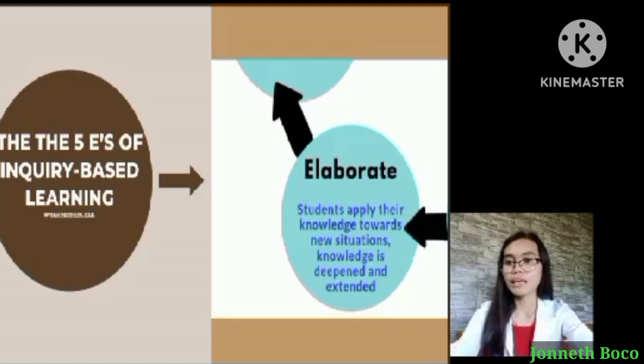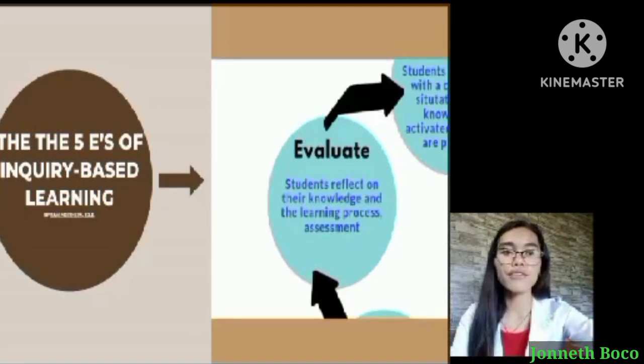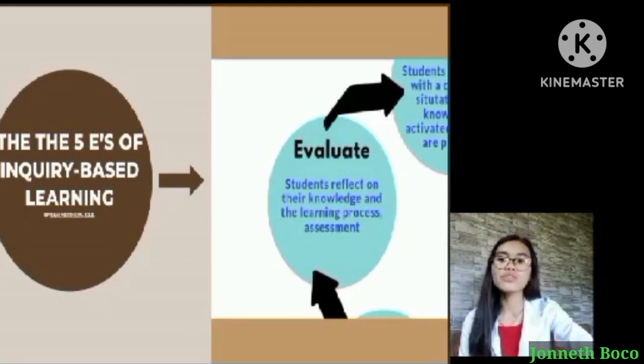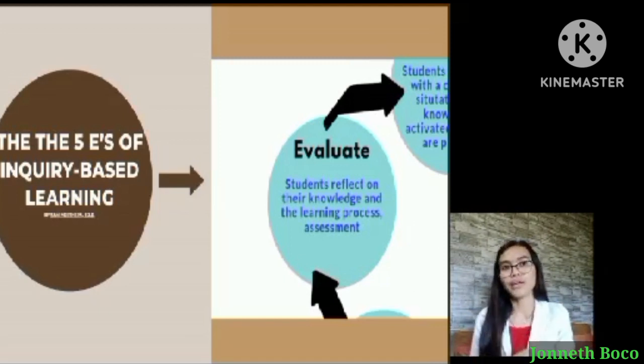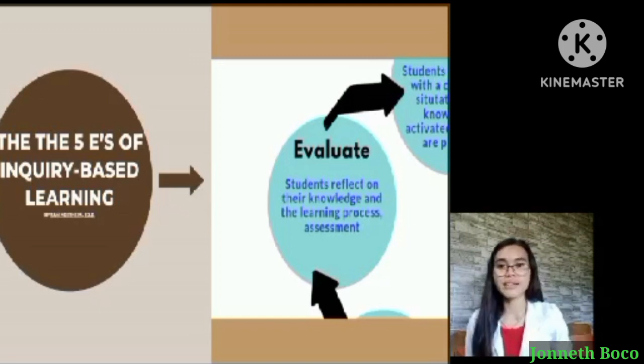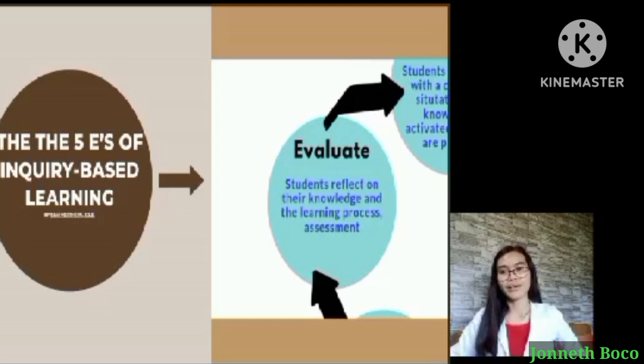So the fifth E is Evaluate. Students reflect on their knowledge and the learning process. Students review and reflect on their learning through self-assessment, performance-based assessment, portfolio of student work, and claim, evidence, and reasoning. So that was the 5 E's of inquiry-based learning.